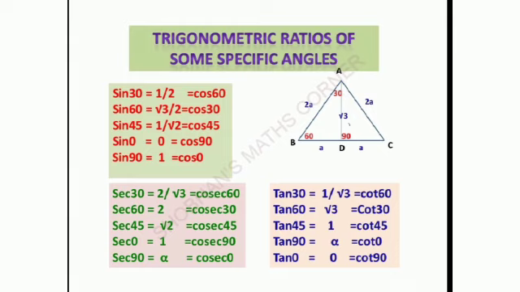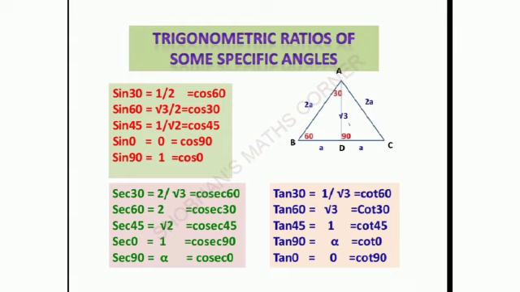Now in sin 0, the opposite side vanishes, that's why sin 0 becomes 0. Then cos 90 is also 0. Now if you take sin 90, that is 1, and cos 0 is also 1. Here sin 0 is equal to 0, cos 90 is also 0, and sin 90 is equal to 1 and cos 0 is 1.